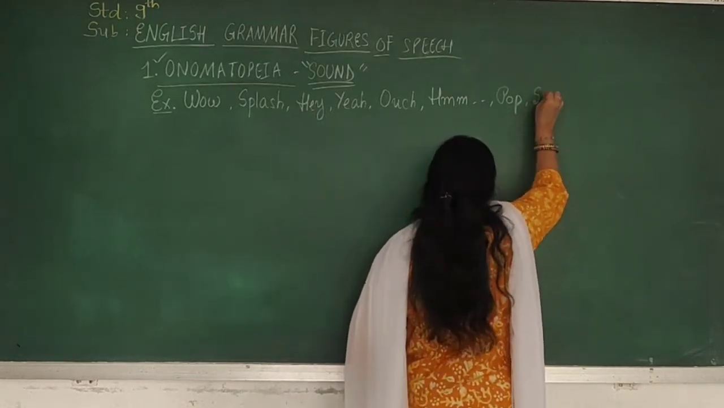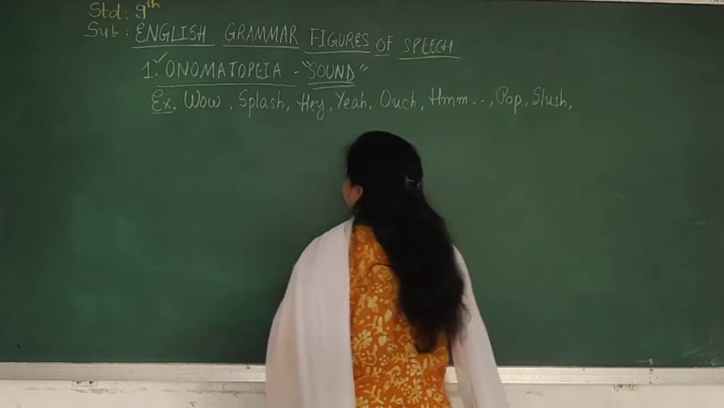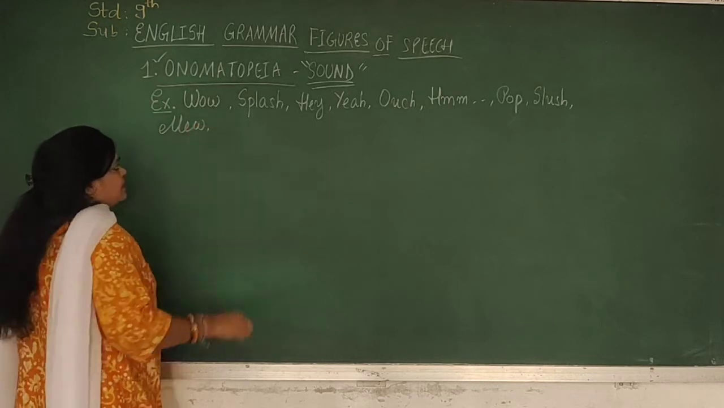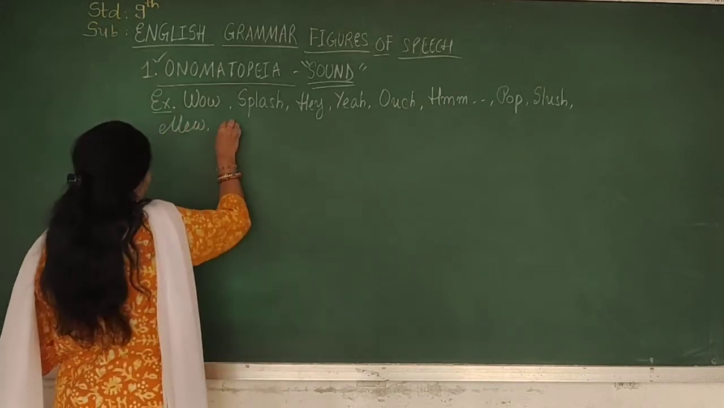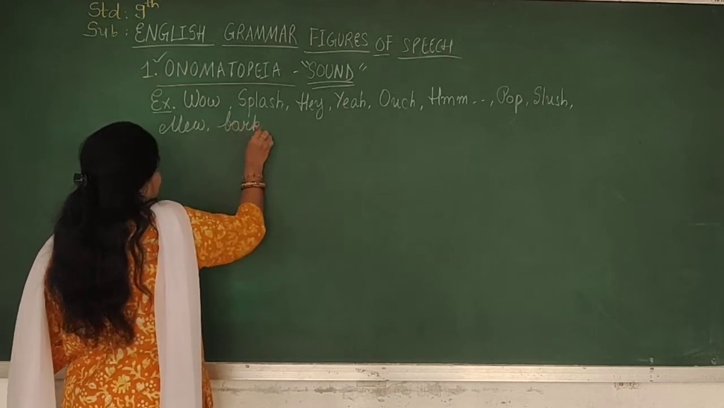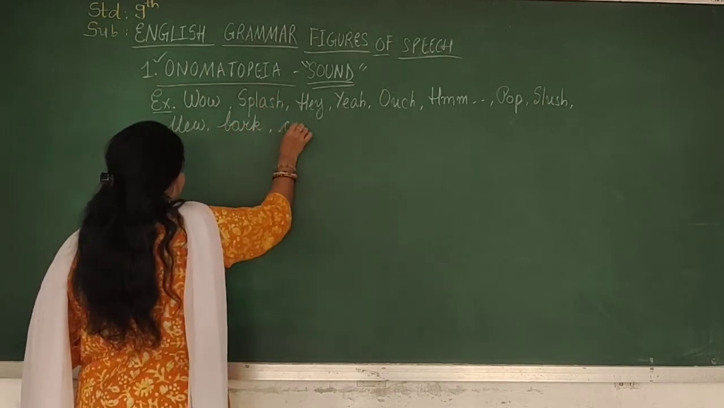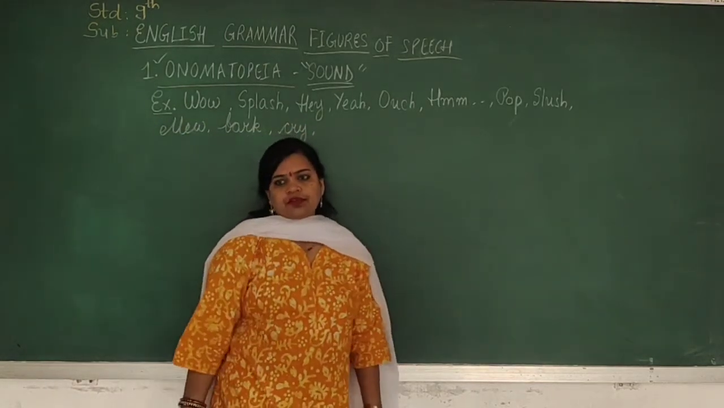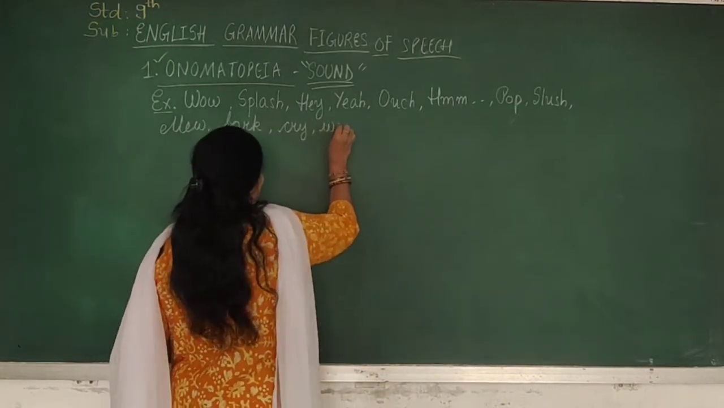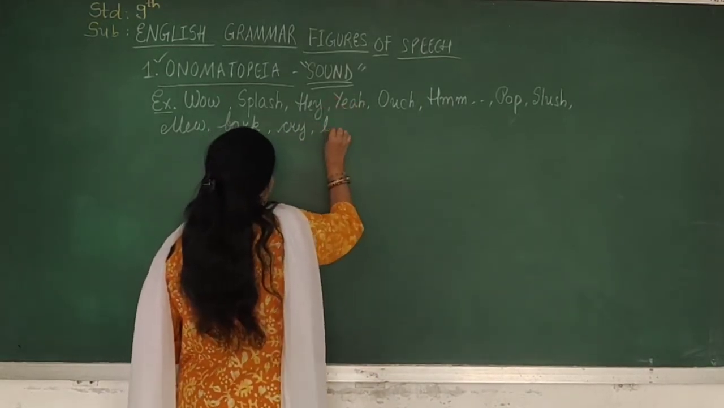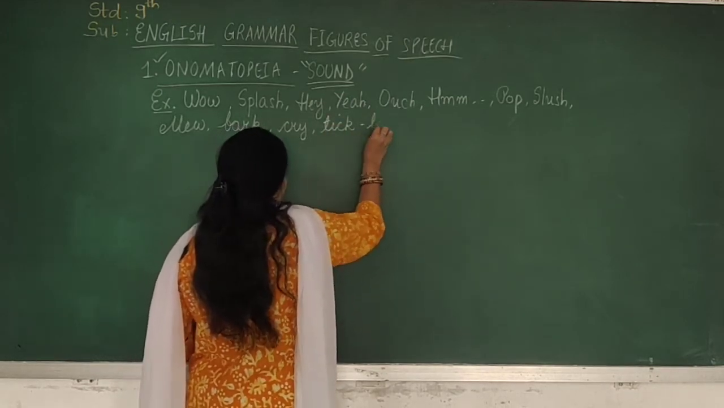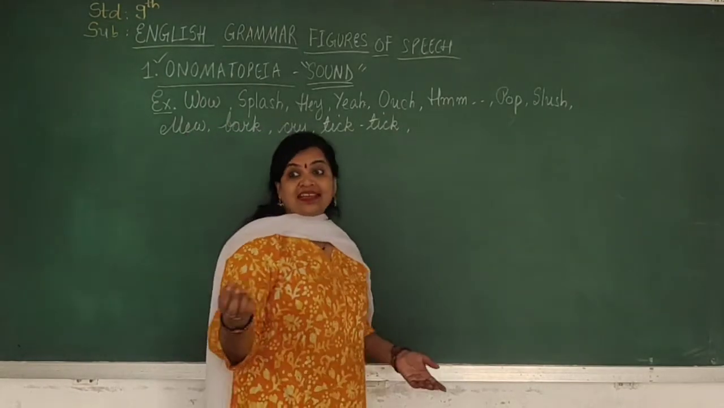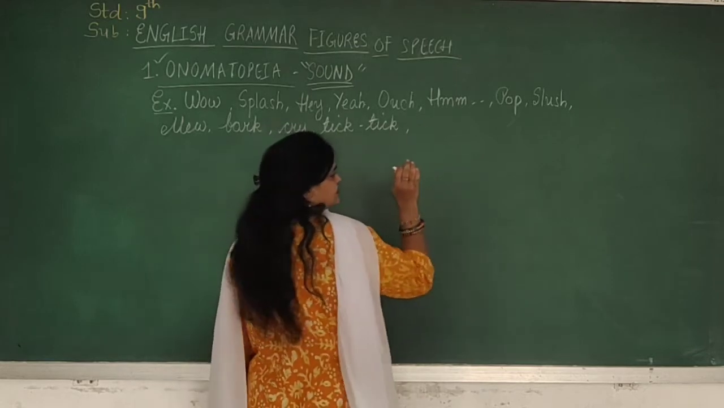Slush, or mew, the sound produced by a cat. A dog barks, cries, bark, cry, roar, tick tock, like the sound of a watch moving, tick tock. Then like the snake, hiss. The snake will be like this.